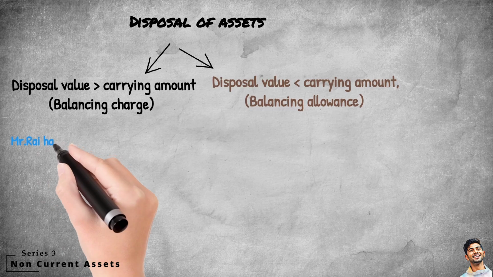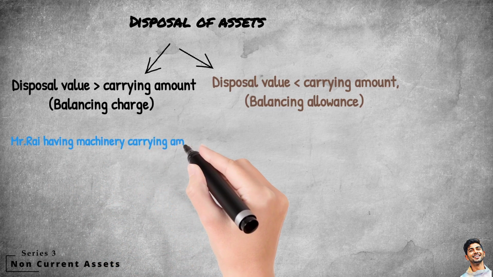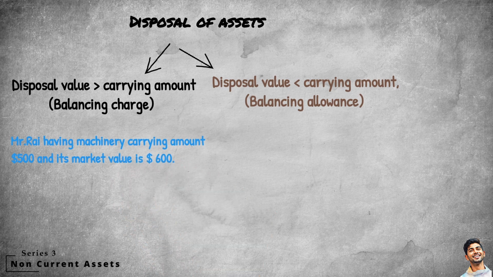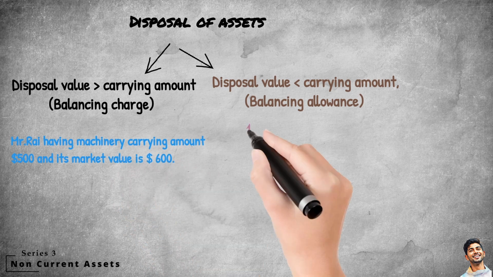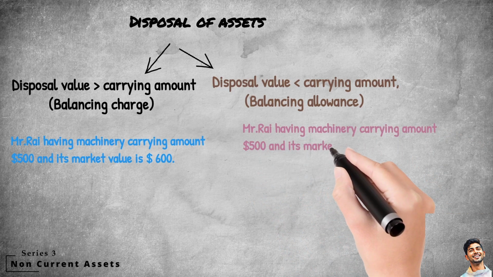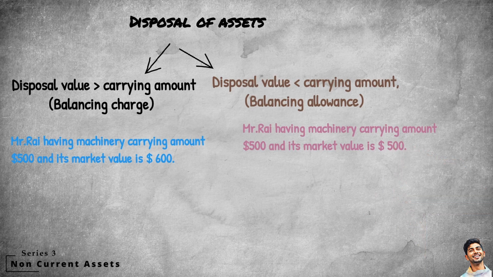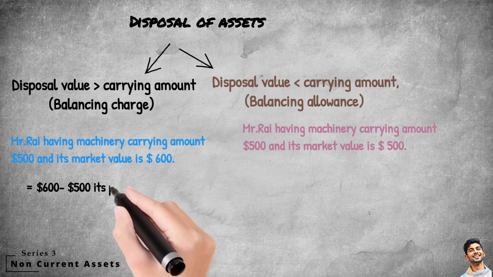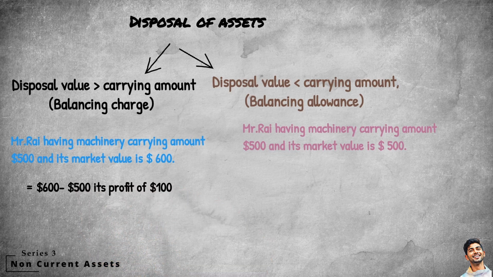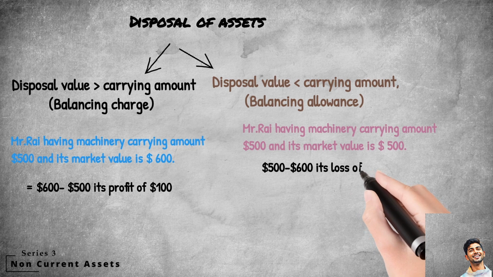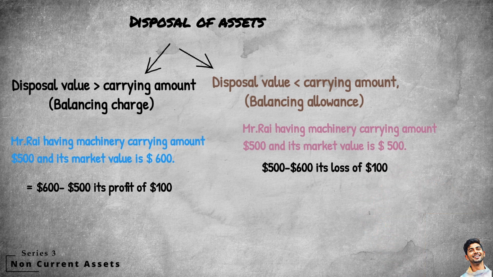For example, Mr. I has machinery with carrying amount $500 and its market value is $600. Similarly, Mr. I has machinery with carrying amount $500 and its market value is $500. So here it is profit. So here $600 less $500, it's a profit of $100, and here $500 less $600, it's a loss of $100.